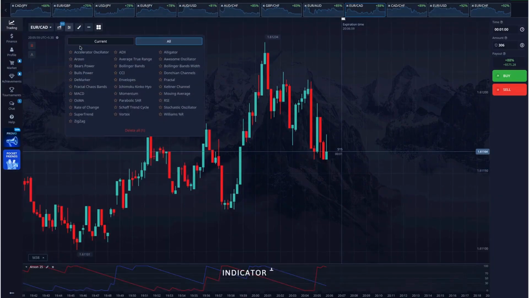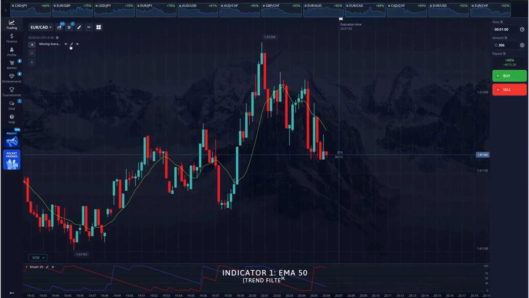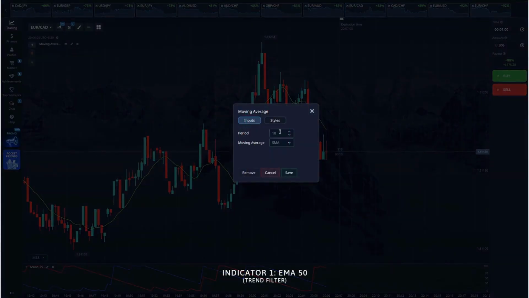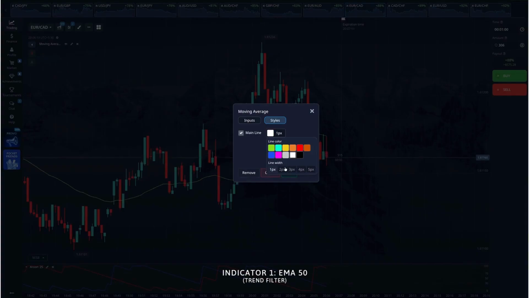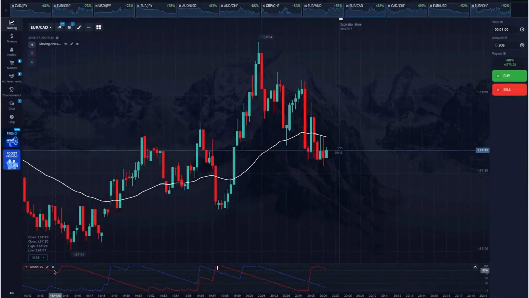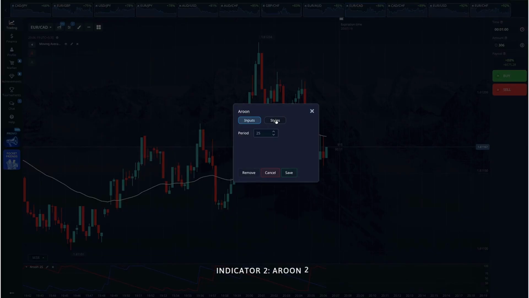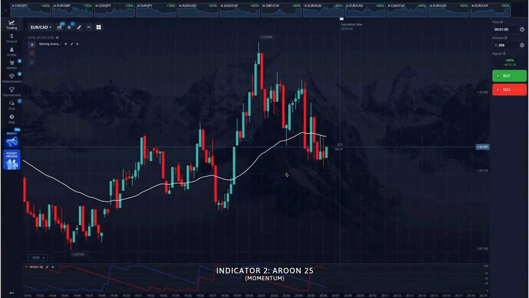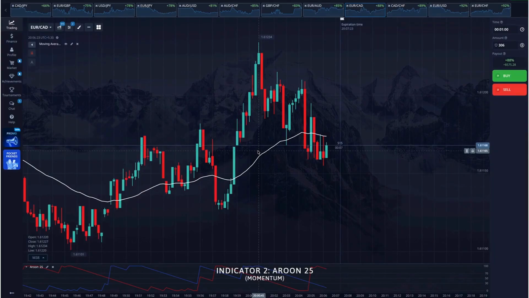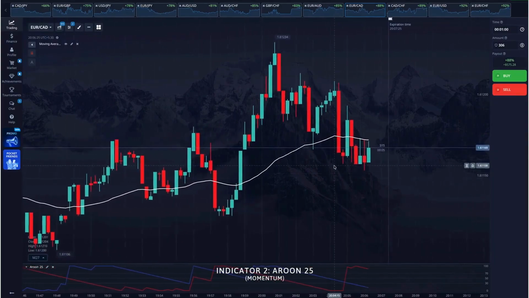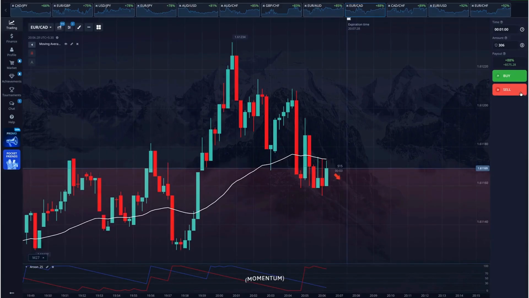Now for the indicators. Go to your Indicator tab and select the moving average. Change the period to 50, keep it as an EMA, and make the line thick so you can't miss it. This is going to act as our trend filter. Next, search for Aroon. We are using the default settings, which is period 25. Just make sure your visual settings are clear. Usually, Aroon up is blue and Aroon down is red.